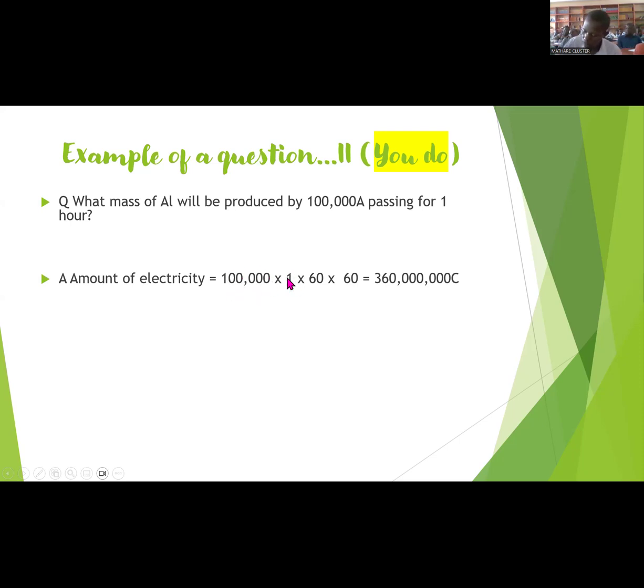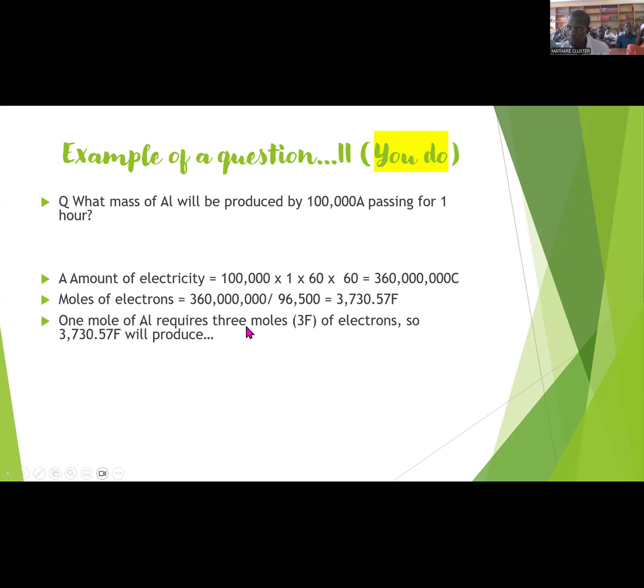100,000 times 1 times 60 to turn it into minutes times 60 to turn it into seconds, 360 million coulombs. Second, Faradays. How many Faradays? How many moles of electrons? That is the total coulombs divided by 96,500, which gives me 3¾ thousand Faradays.